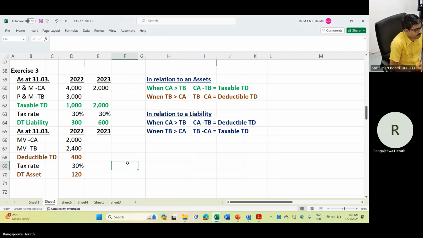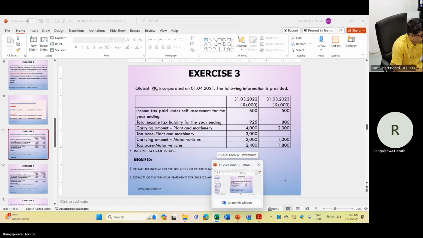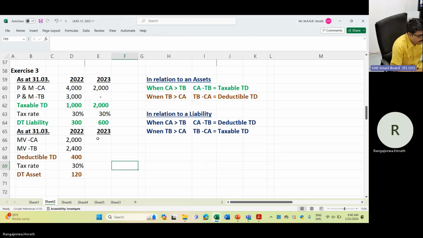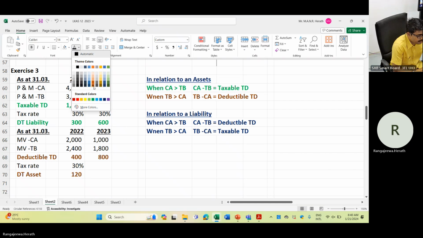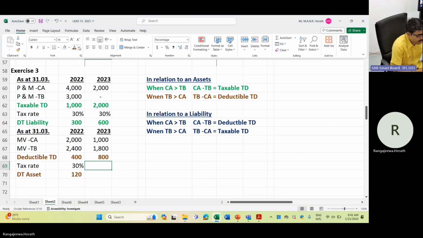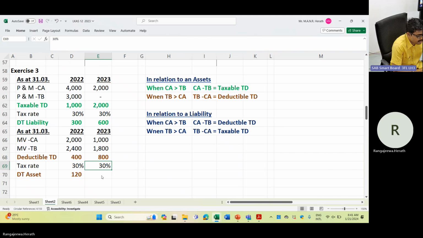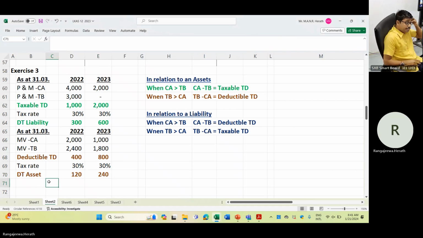Similarly, second year, carrying amount 1,000, tax base 1,800. Now the difference is 800, multiplied by 30%. So deductible temporary difference 800. So the deferred tax asset becomes the result. Okay, any question?